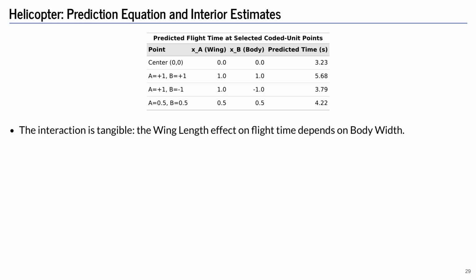The interior point. Wing length at 0.5, body width at 0.5, gives a predicted flight time of 4.22 seconds. That point was never physically tested. The equation is interpolating, and that is exactly what makes it useful for optimization. You can search the interior of the design space without running additional experiments.